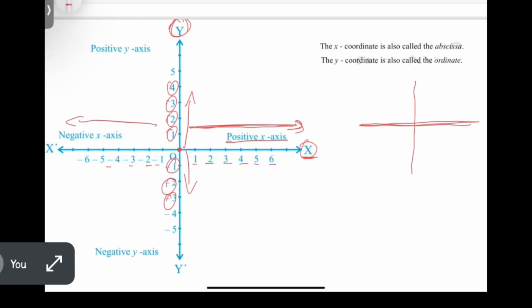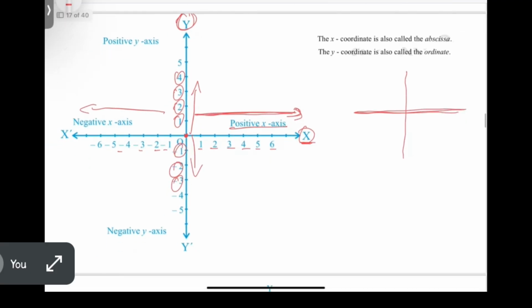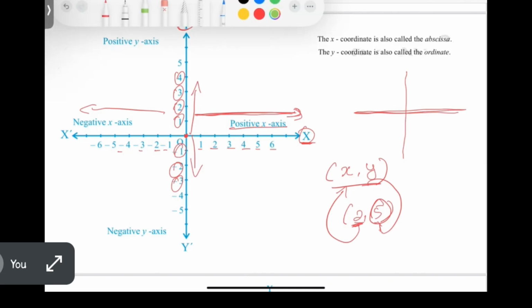Just remember that. And when we talk about coordinates, there is a point here, x. If there's a point here, 2 comma 5, then remember this: the first one we call x and the second one we call y, okay. I'll tell you later when we talk about plotting a graph.